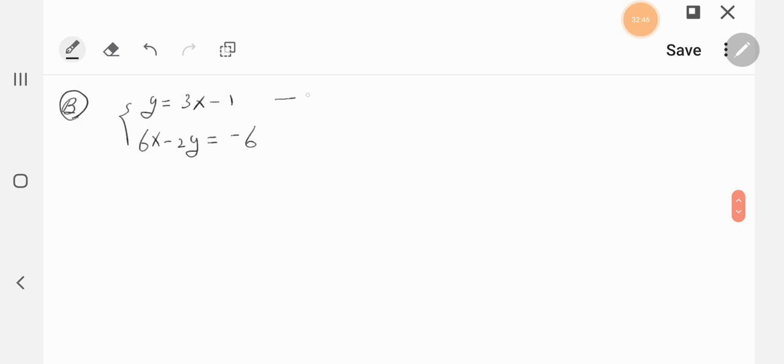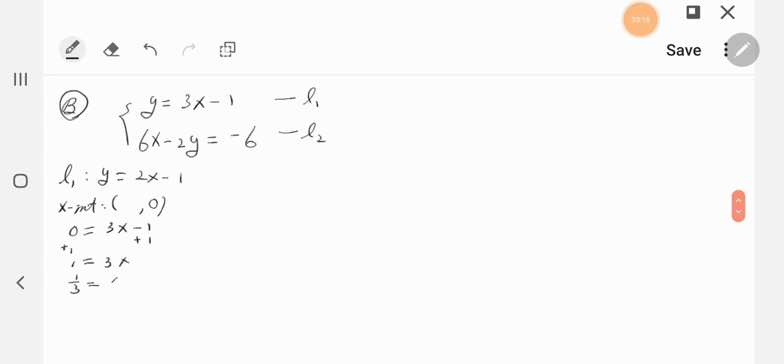So let's solve the system of equations, line 1 and line 2. For line 1, let's find the x-intercept and y-intercept. For the x-intercept, we will set the y value equal to 0. So since y is 0, 3x minus 1, then plus 1 each side. So 1 is equal to 3x. Divide each side by 3, so 1 over 3 is equal to x. So x is 1/3. So we found the x-intercept.